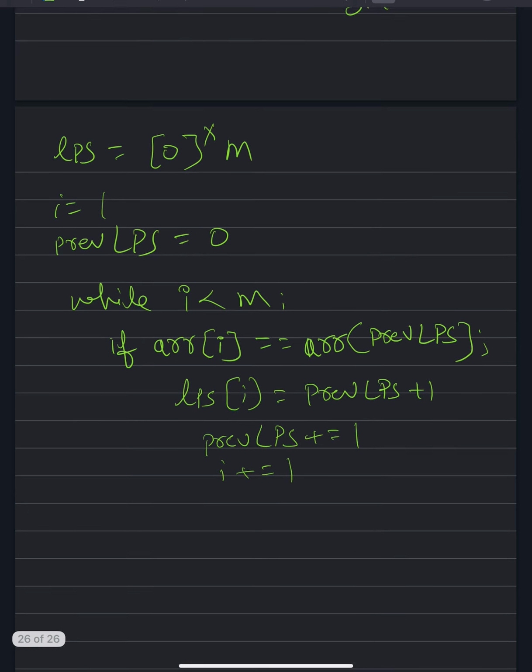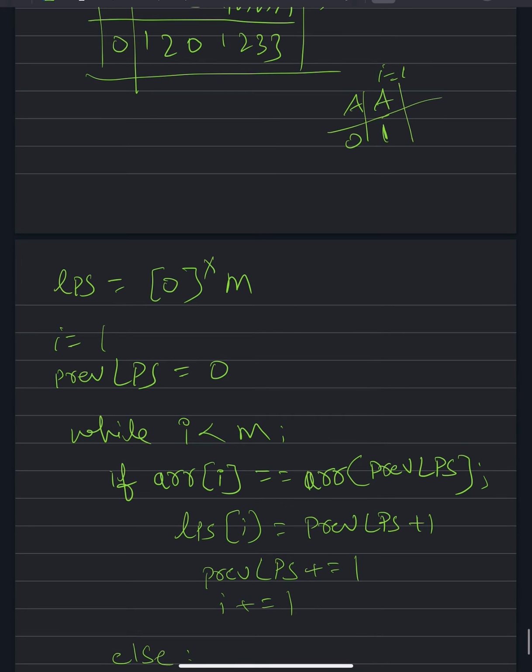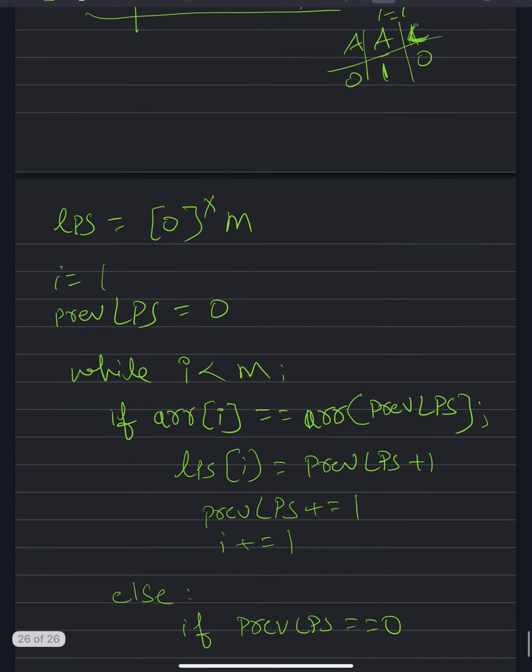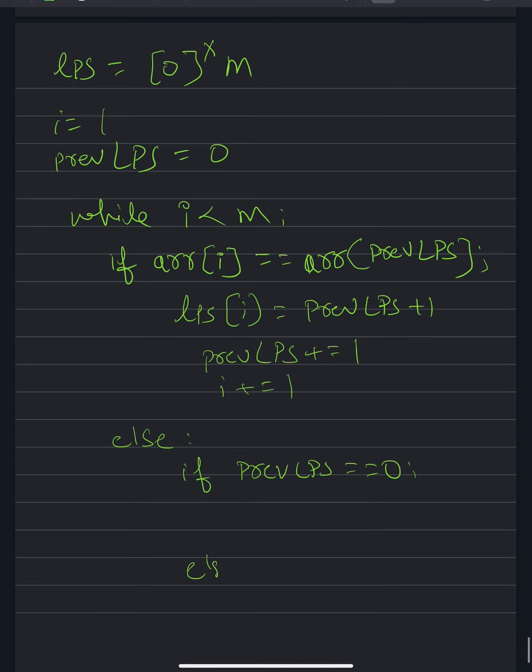Now, else, when it is not matching, there will be a chance it is not matching. In that case, we have to do two things. Check if previous LPS is equal to 0. Since we are storing LPS, if a C is there, then it can be 0 also. So for the 0 case, we need to handle it carefully, or else do some calculation.